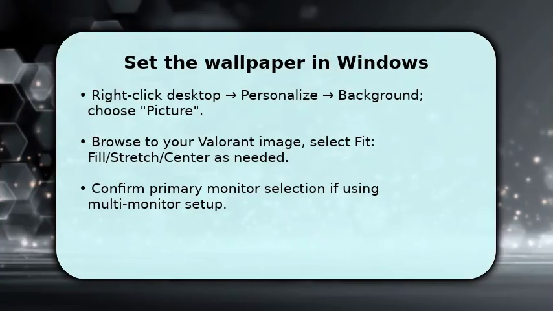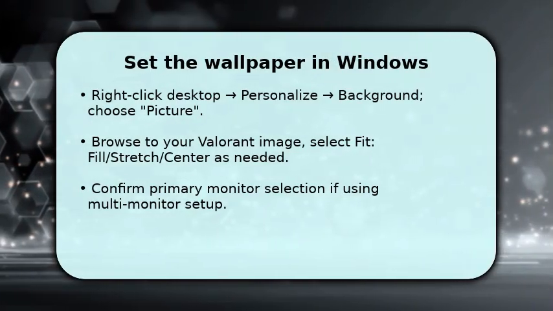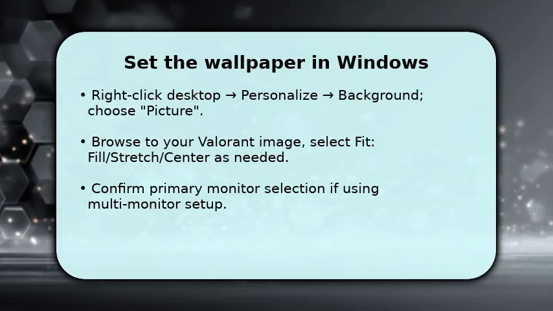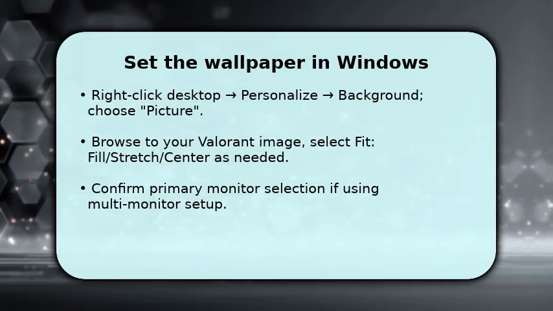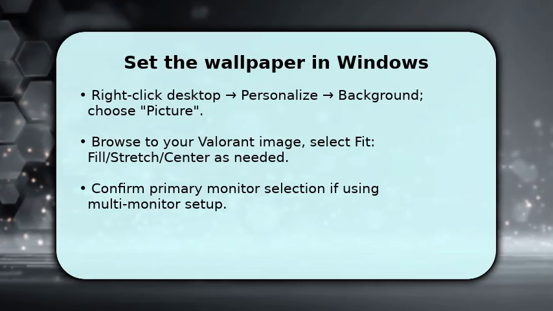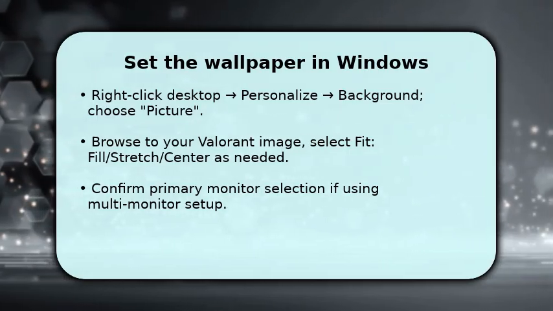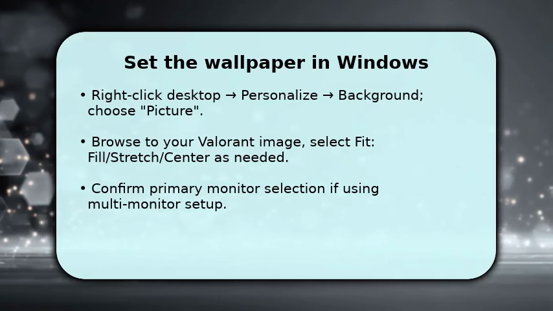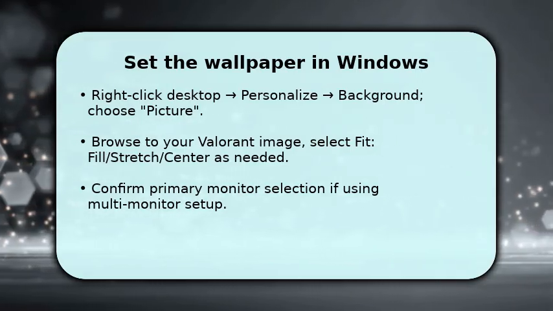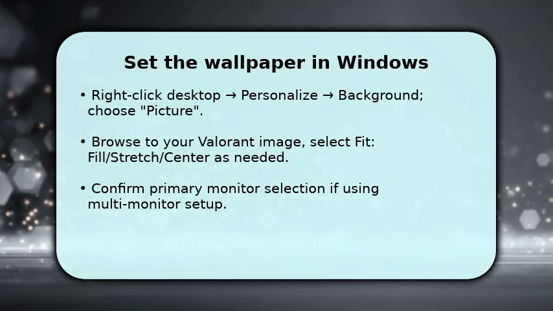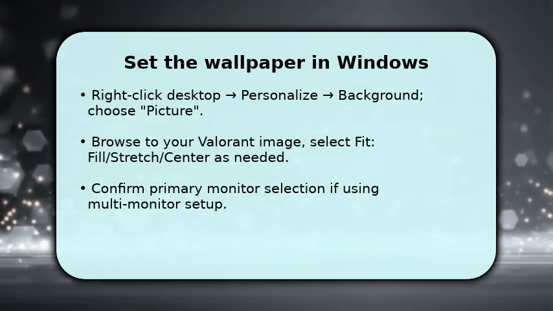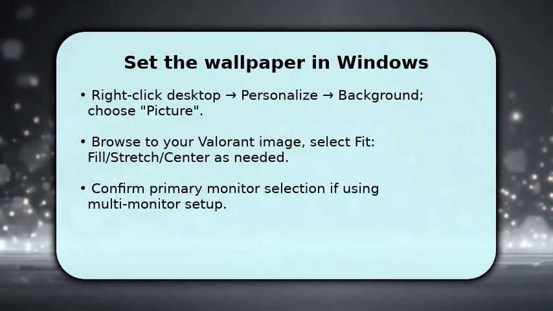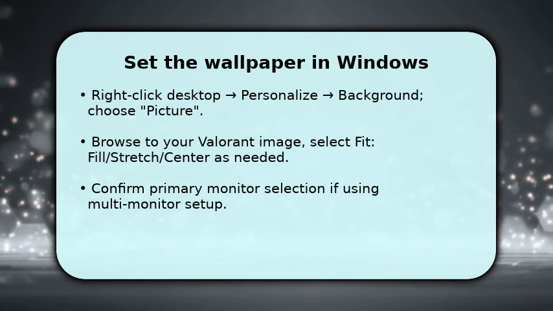Now you change the wallpaper through Windows so the Valorant art displays correctly. Right-click your desktop and open Personalize, then select Background and Picture. Browse to the Valorant image you downloaded, choose it, and then pick a fit option like Fill or Center depending on composition. Fill usually avoids black bars. If you have multiple monitors, make sure you apply the image to the primary display or assign different images per monitor. Once applied, check alignment and sharpness to ensure it looks as intended.